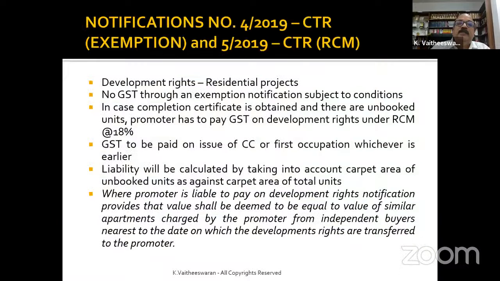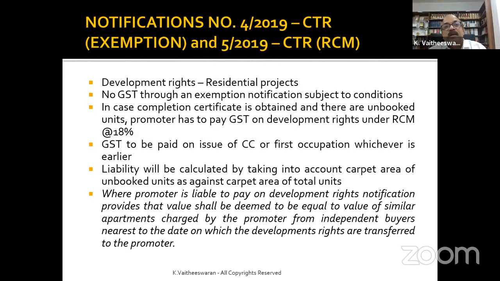Now coming to development rights. For residential projects, there is no GST through an exemption notification subject to various conditions, but with a catch which says that when completion certificate is obtained and there are unbooked units, promoter has to pay GST on development rights under RCM at 18%. Now, what is this liability? First of all, it is on the developer. Secondly, it is on RCM basis. Thirdly, it is contingent upon the project getting completed and you getting a completion certificate or a first occupation happening. Fourthly, you need to quantify it based on unbooked apartments that are available.